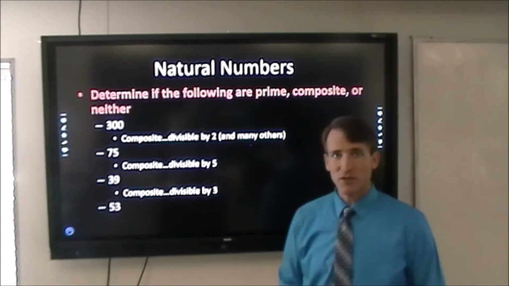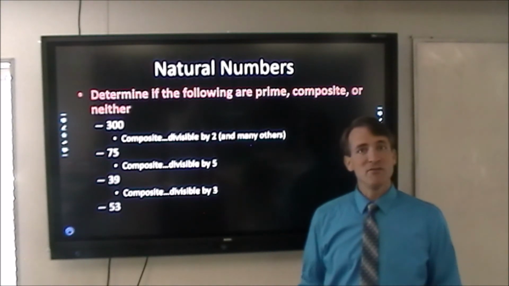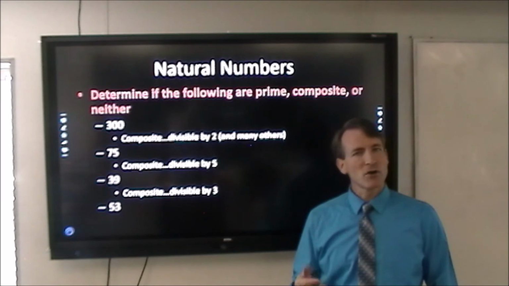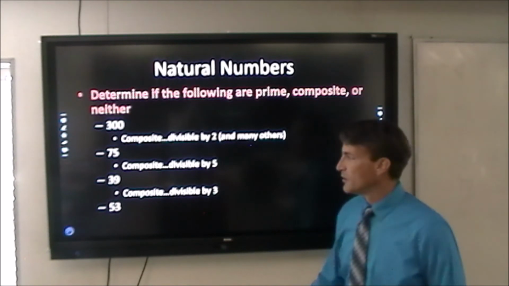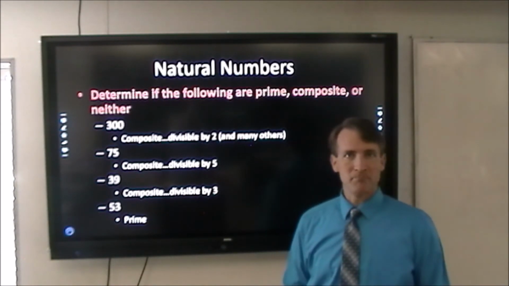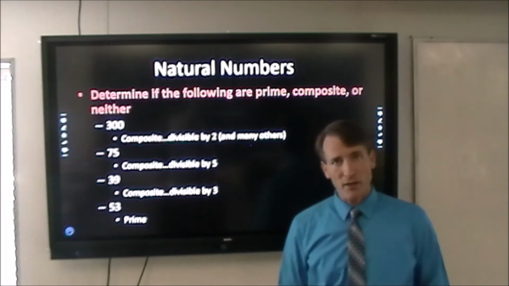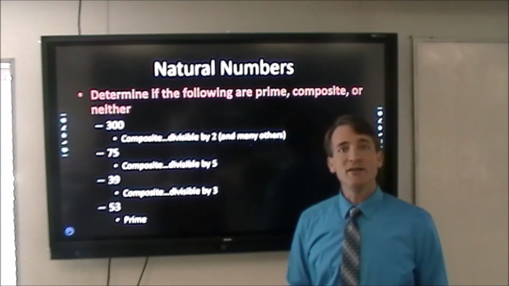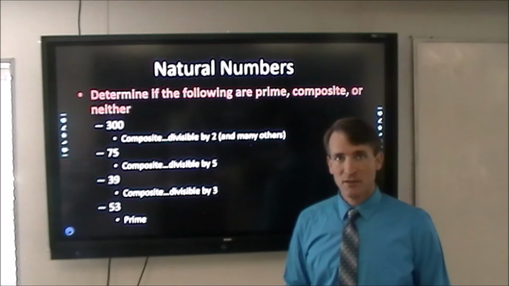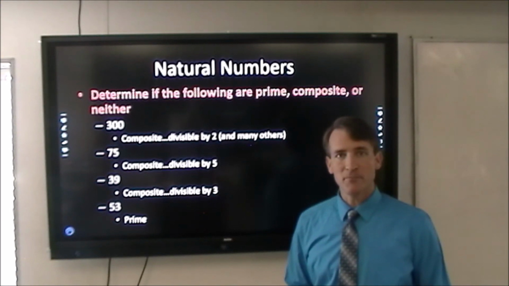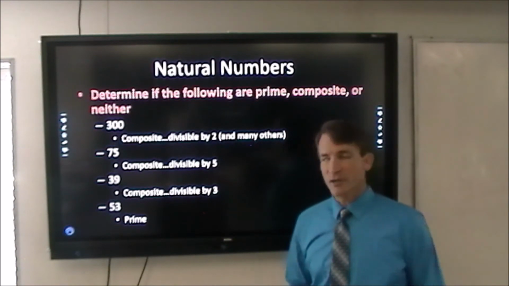If we go to 53, obviously 1 and 53, but are there others? If you start going through, you will discover that this number is prime. It only has 2 factors, 1 and 53. But be careful, had I put 51 up there, 51 is a composite number. 3 and 17 are also factors of 51. So be careful as you're working.